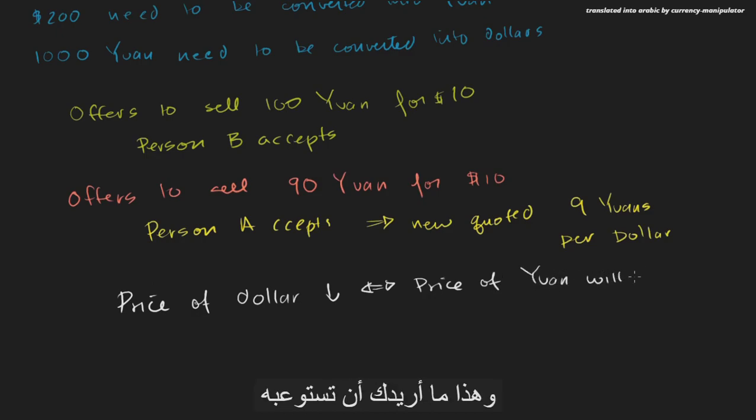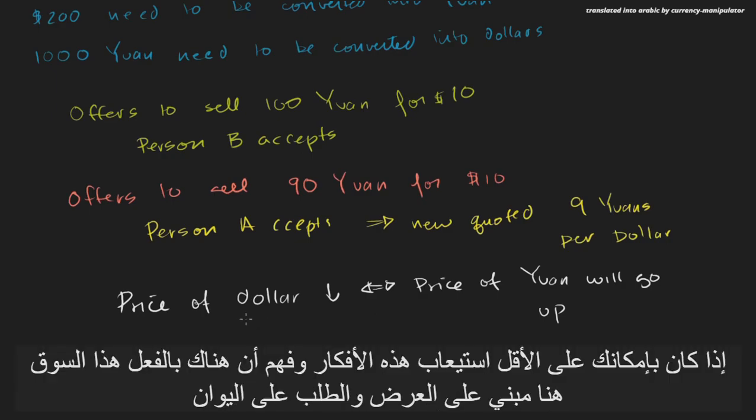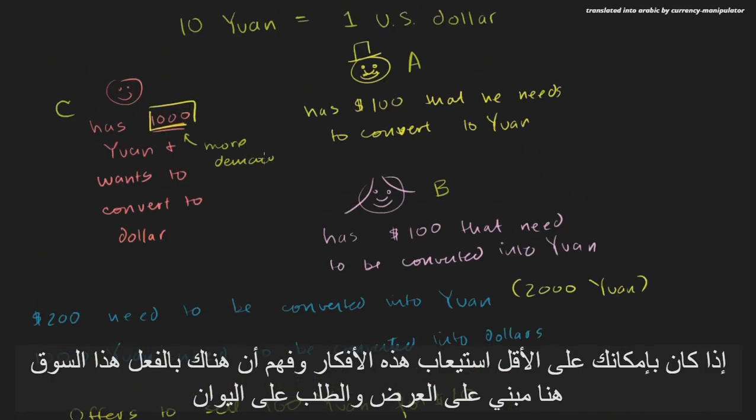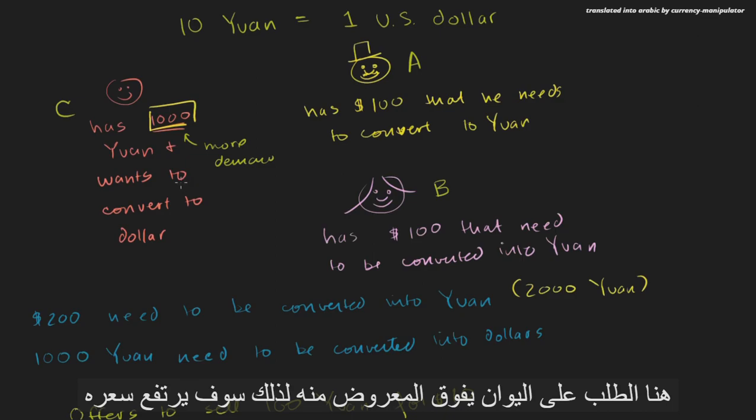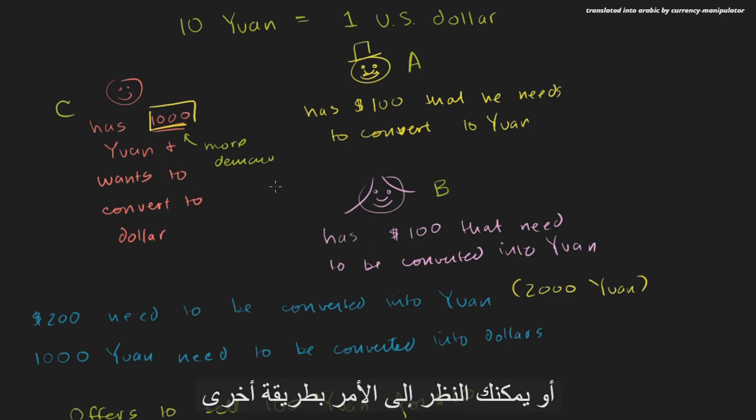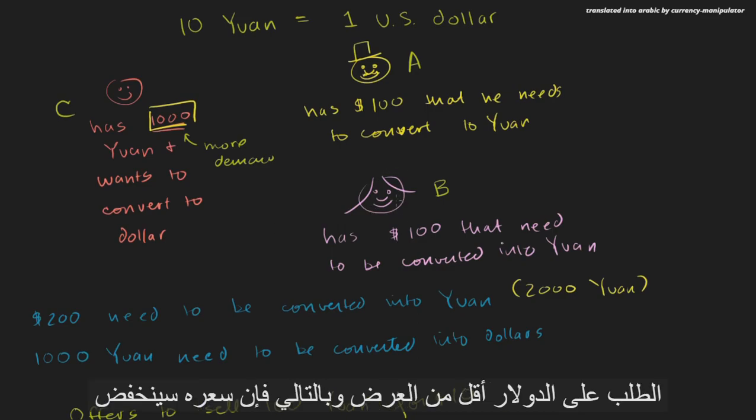I really want you to internalize this. The price of won will go up in terms of dollars. The price of dollars in terms of won will go down. And this is the crux of foreign exchange. If you can at least internalize these ideas and understand that there really is this market based on the supply and demand of won. Over here, the demand for won is exceeding its supply, so the price will go up. Or you could view it the other way. The demand for dollars is below its supply, so the price will go down.